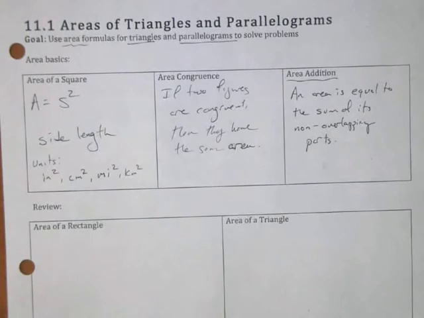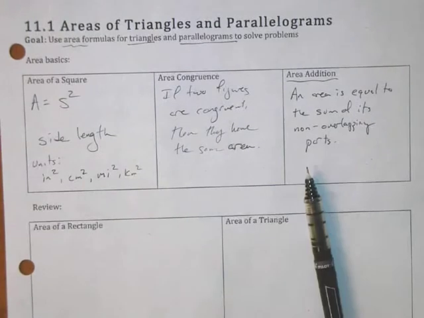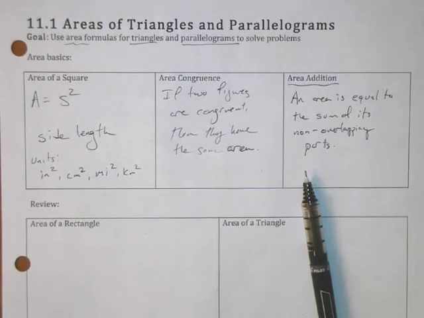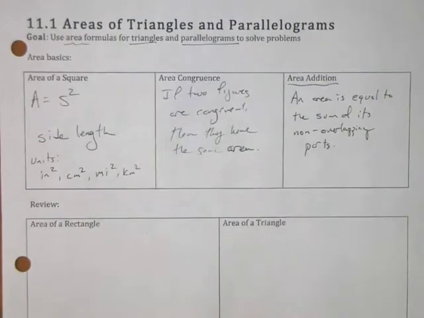We'll use this idea to help us derive more complex formulas, and some figures that we don't even have formulas for. But if we can divide the figure, the polygon, into things we do know the areas of and just sum them together, then we can find the area of the whole figure. Okay. So we'll kind of be using this idea down the line.